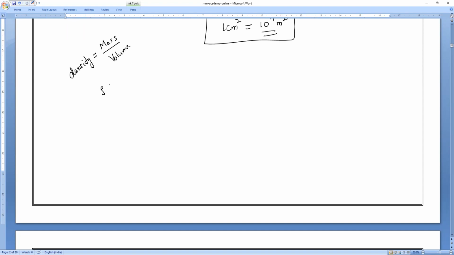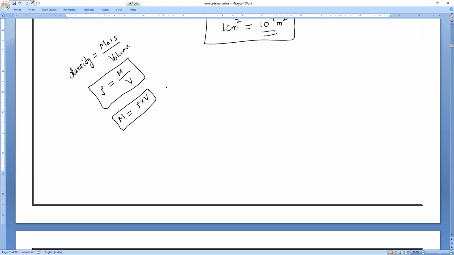Density symbol is rho, mass symbol is capital M, and volume symbol is capital V. So the first thing you should remember is density equals mass by volume. And the second one is mass equals density into volume. Please remember these two things. If you have remembered these two, then we are going to study liquid pressure directly.